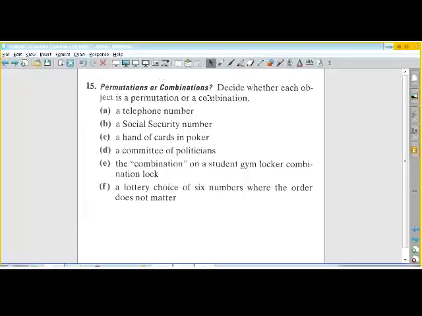And then this one says, a lottery choice of 6 numbers where the order does not matter. So that's normally what lotteries are anyway. The order does not matter, especially since it specifically says order does not matter. So permutations, order does matter; combinations, order does not matter. So this would be a combination, and the lock combination would be a permutation. Okay, so that's the kind of thing that you look at.